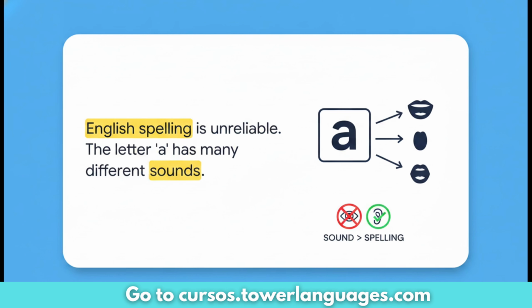If you're an English learner, looking at the letter A essentially tells you nothing about how to actually pronounce the word. Because of this chaos, we need a completely separate system to show exactly how words sound, completely free from the trickery of English spelling. And this script is an absolute lifesaver for both teachers planning lessons and students trying to study independently.